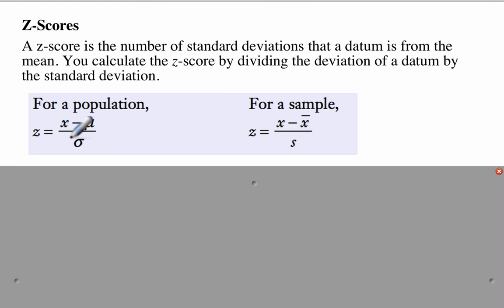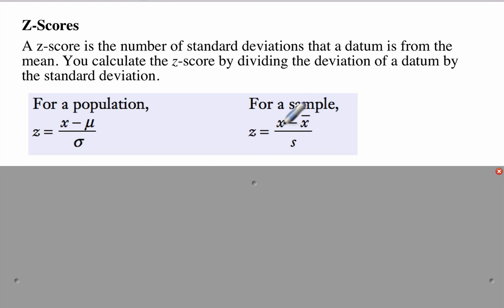However, if the mean is 2, the standard deviation is 2, and the value is 4, then this is going to be 4 minus 2, which is 2, over 2, which is going to be 1. In that case, a z-score of 1 means that if this was 4, then that's 2 above the mean, and the standard deviation is 2, so it is 1 standard deviation above the mean. And the same principle holds for the z-score for a sample.